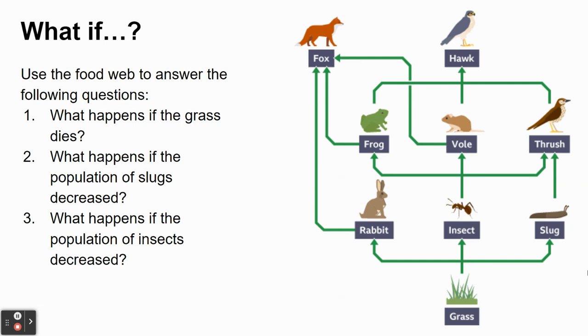Here's a question to get you thinking about this unit in terms of what affects the population size. So have a look at the food web on the right-hand side, and here are some questions. What would happen if the grass dies? What happens if the population of slugs decreased? What happens if the population of insects decreased? Pause the video and have a think.